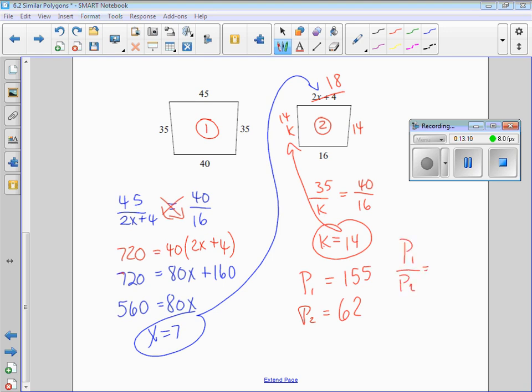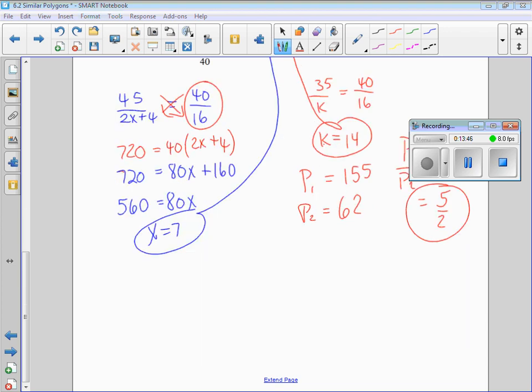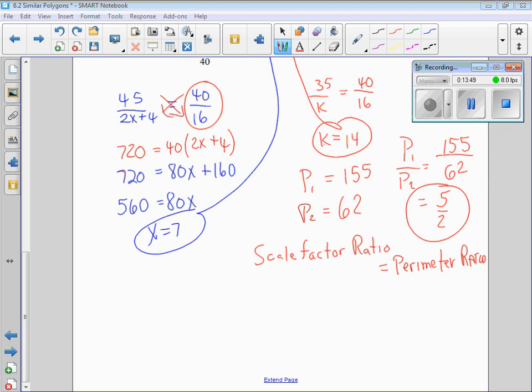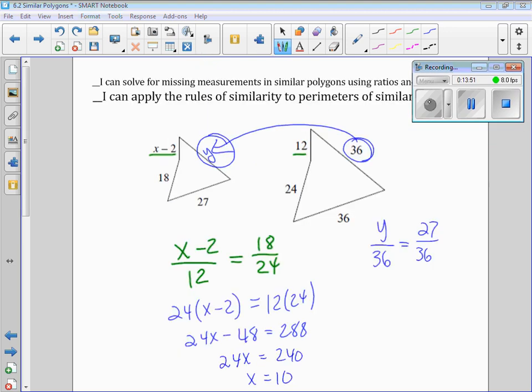If I wanted to know what the perimeter ratios were, I'd just take the perimeter ratios and write them. Okay, so this reduces down to 5/2. Okay, now here's a really important point. I want you to write this down in your notes. This 5/2 matches this ratio right here and any other ratio between the corresponding sides. Matter of fact, the perimeter ratio matches the scale factor and any corresponding sides. Okay, let's write that down in our notes real quick. Put that someplace where you're not going to forget it.